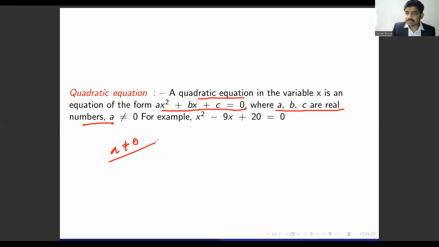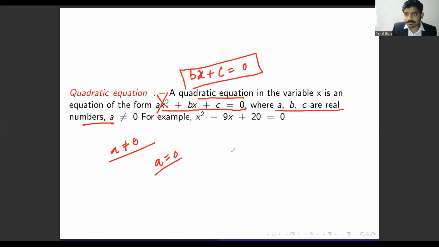Why is this condition important? Suppose a is equal to 0, so what will happen? This part will become 0. So you are left with bx plus c is equal to 0. So this is not a quadratic equation. This is a linear equation. That's why this condition is very important.